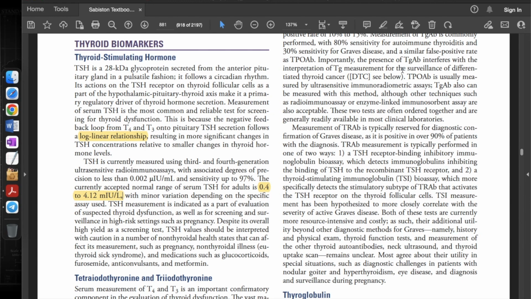TSH measurement is indicated as a part of evaluation of suspected thyroid dysfunction, as well as for screening and surveillance in high-risk settings such as pregnancy. Despite its overall high yield as a screening test, TSH values should be interpreted with caution in a number of non-thyroidal health states that can affect its measurement, such as pregnancy, non-thyroidal illnesses like sick euthyroid syndrome, and medications such as glucocorticoids, furosemide, anticoagulants, and metformin.